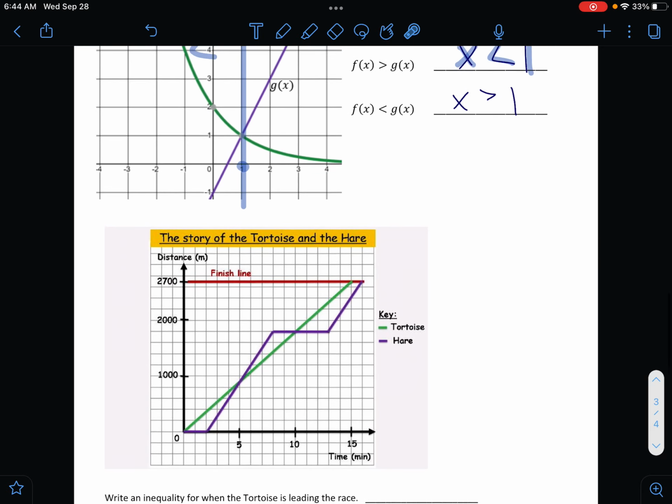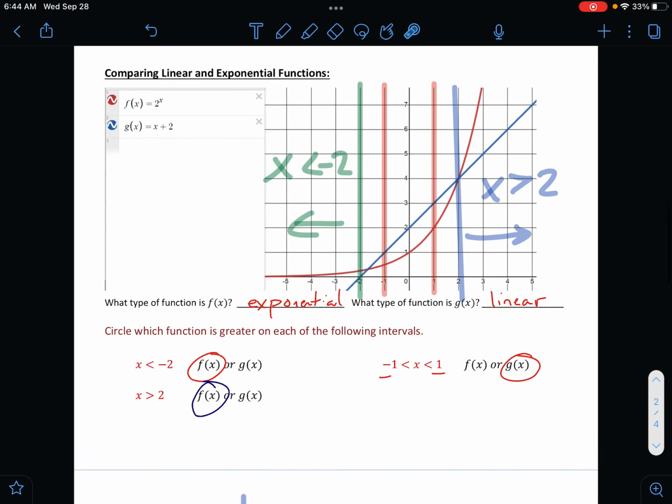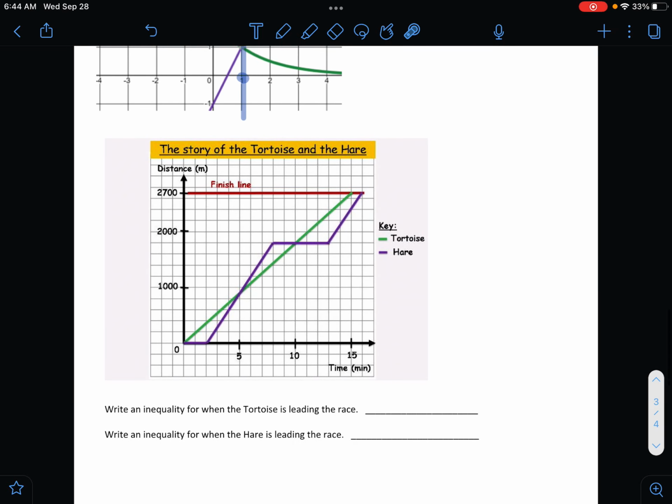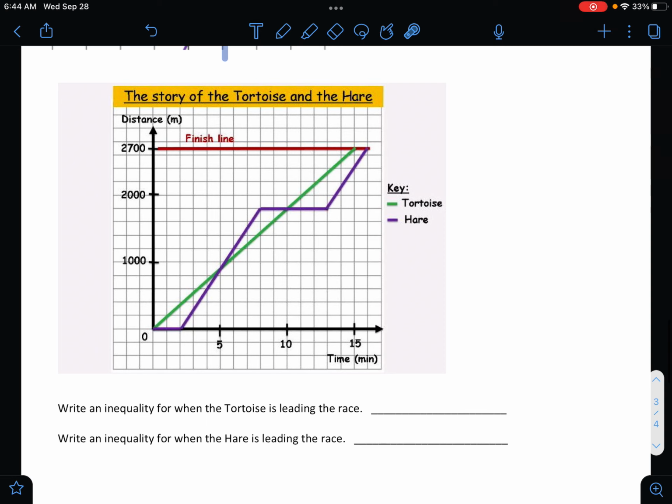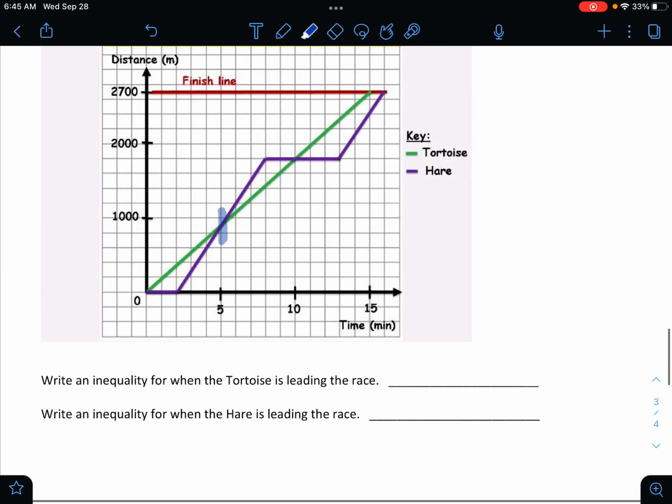Okay, last one. Pretty quick notes here today, and again, you could always go back and recopy this down or pause if you need to, but I want to keep it short and sweet. The story of the tortoise and the hare. Write an inequality for when the tortoise is leading the race. So the tortoise, according to this key, is the green. And it looks like there's actually two parts, so this is going to be an or statement. We've done this before. It goes all the way up to 5.